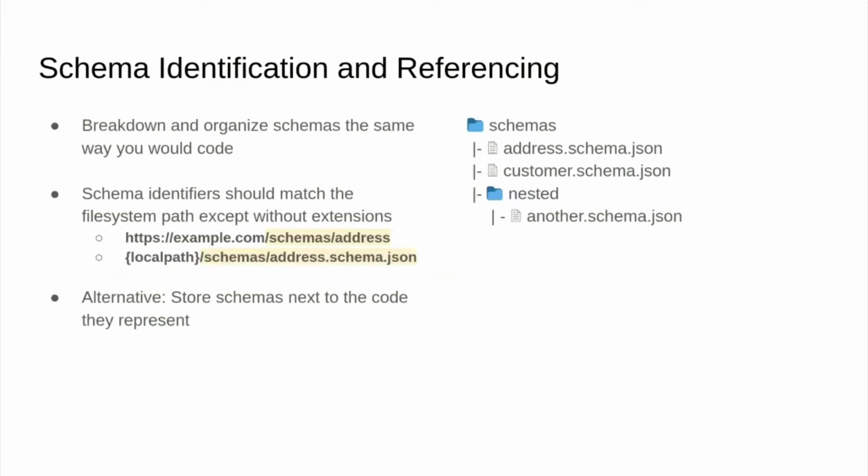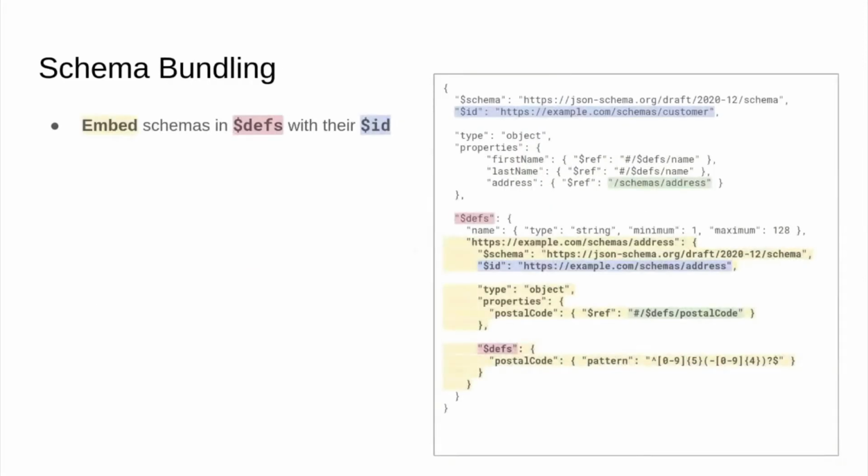So now that we know how to identify and reference schemas, let's look at how we would organize them. Basically, you want to keep your schemas the same way you organize your code. I like to organize them in a folder that matches the path of the URI used as the schema's identifier with a schema.json extension. All this makes working with schemas nicer, but at the end of the day, sometimes it's necessary to compile your schemas into a single bundle for distribution or some other thing. Fortunately, bundling is really easy, even without special tooling. All you have to do is embed any externally referenced schemas in defs without modification, including their ID and schema keywords.